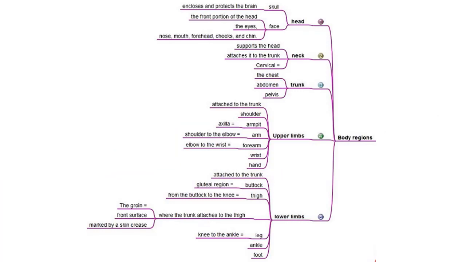Body regions, we have gone through that and you remember the images. What is the trunk? The trunk is made of the chest, the abdomen and the pelvis. What is the upper limb or upper extremity? It is attached to the trunk. It's made of shoulder, arm and axilla, forearm, wrist and hand. Just simply follow the lines, please.